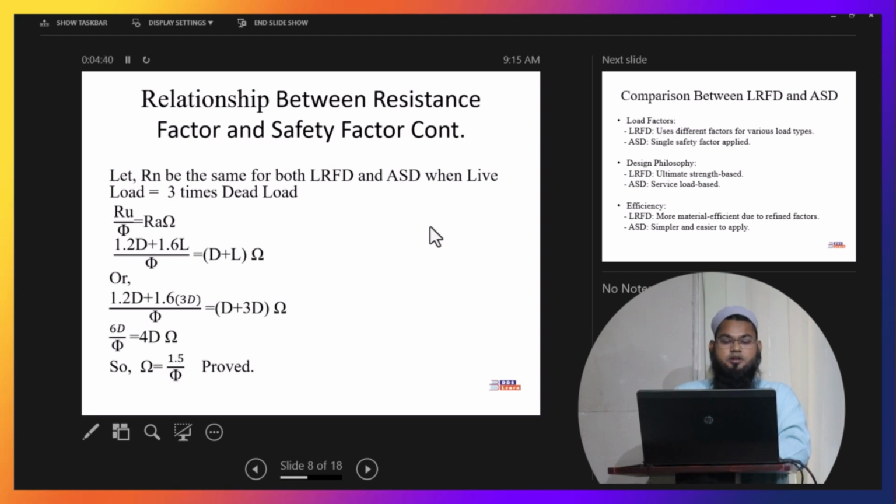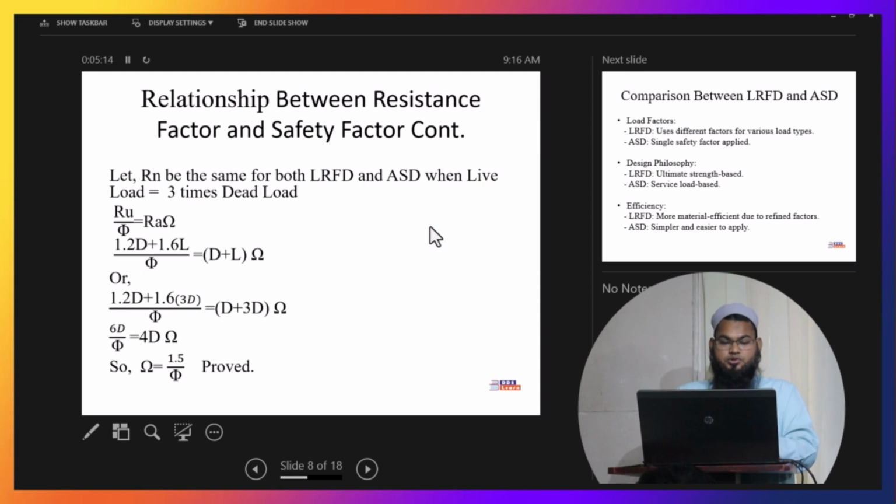Relationship continued. Let the nominal load Rn be the same for both LRFD and ASD when live load is equal to 3 times the dead load. Now we get Ru, the ultimate load, divided by the resistance factor. When you consider the nominal load is equal for both methods, then we write Ru divided by the resistance factor equals the allowable load times the safety factor.